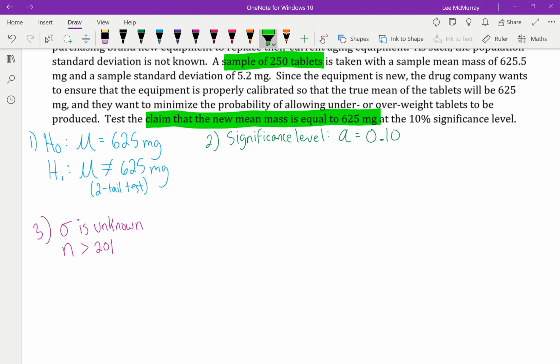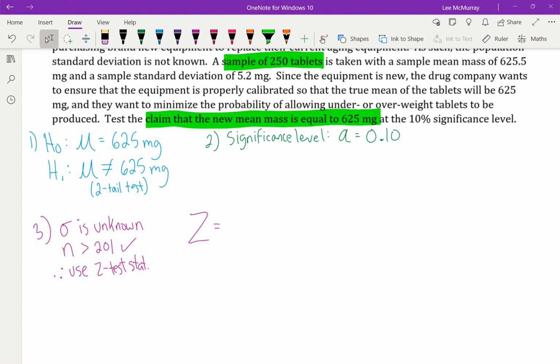Okay, so in this case, we say that n is sufficiently large so that we can use the normal distribution. We can use the z-score. Okay, so based on that, n is greater than 201. Therefore, use the z-test statistic. Okay, so that tells us which formula to use. So then we'll just plug it in here.